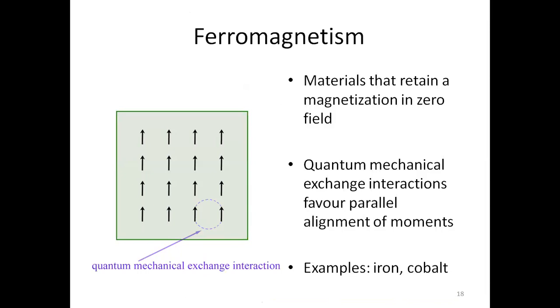The materials that retain magnetization in zero field do so because of the quantum mechanical exchange interaction. This is there in iron and cobalt, and this is the magnetization exhibited by ferromagnetic material. We have taken the case of iron, and it is observed that the spin alignment of this magnetic material is in a particular direction.